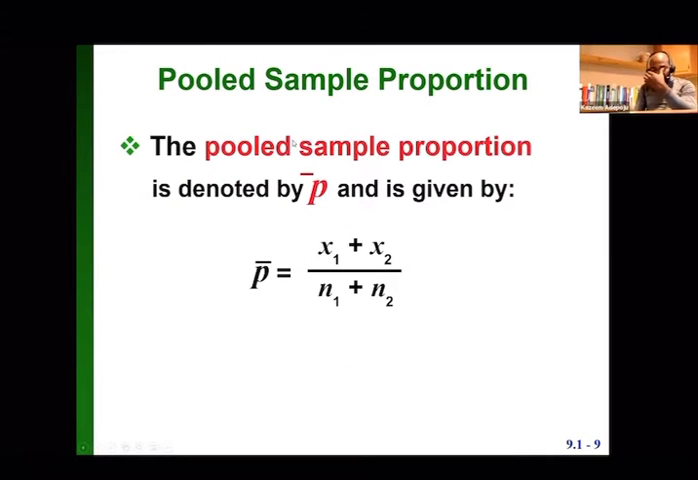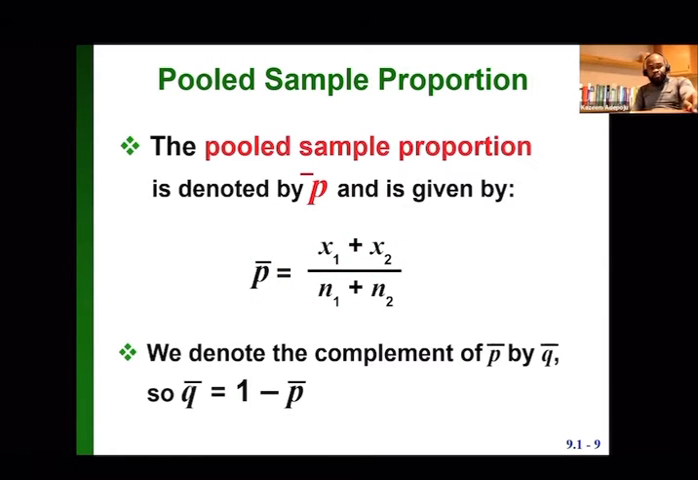And of course, there's something that we call the pooled sample proportion. This pooled sample proportion is symbolically represented by p bar. What are we going to do? We're going to add the number of successes in the two samples, divided by the totality of the samples taken randomly from two populations. And when I have a p bar, I'm also going to have a q bar, because q bar is equal to 1 minus p bar.